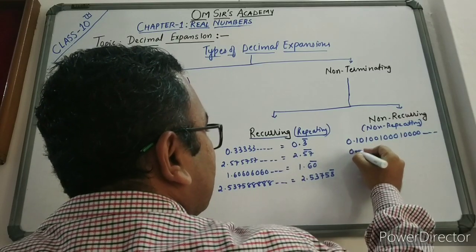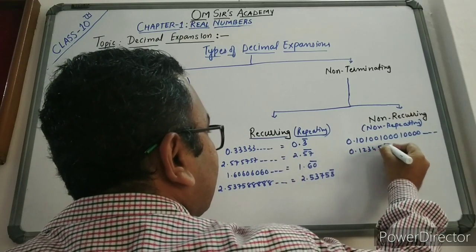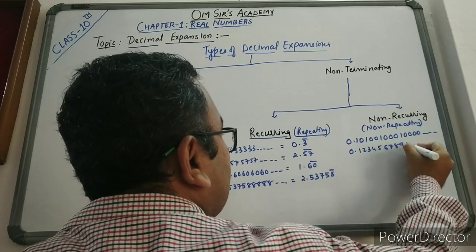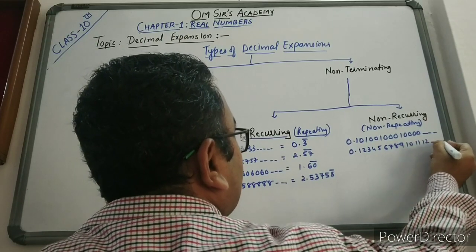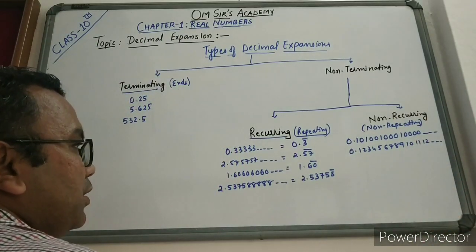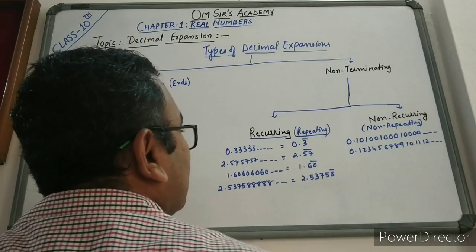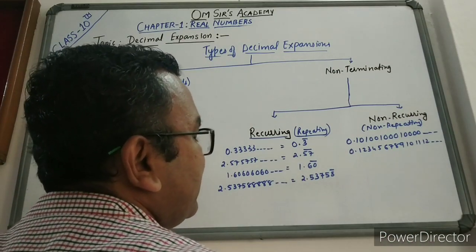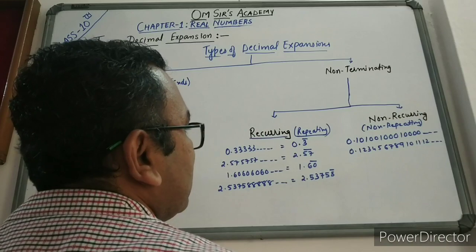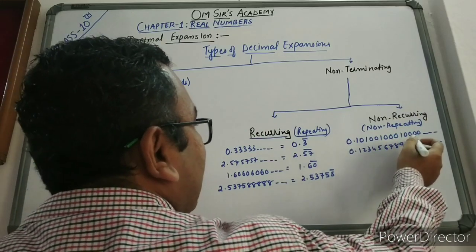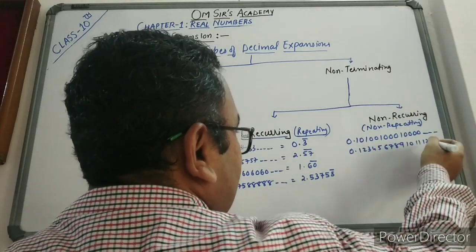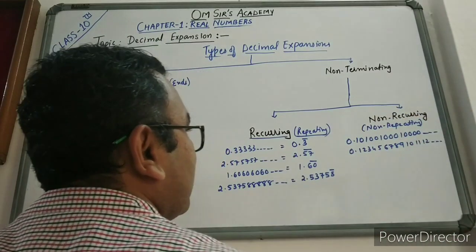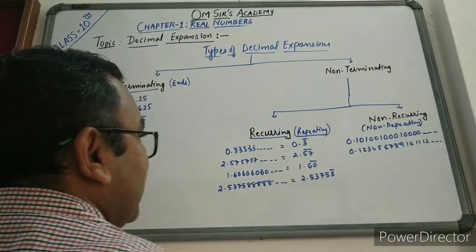Then suppose 0.123456789 dot dot dot dot. Is it clear? So here also no number is repeated. So we cannot guess where it will end. It continues like this only. It is called non-recurring.